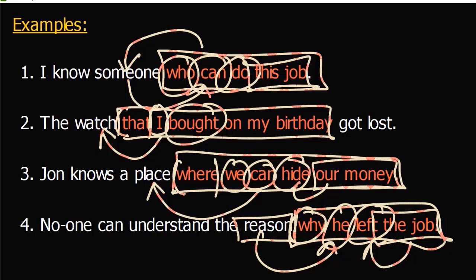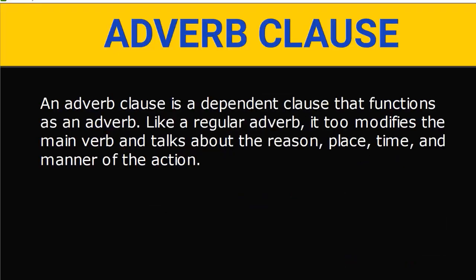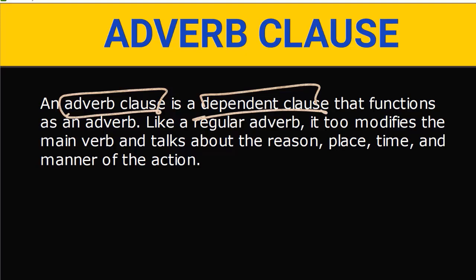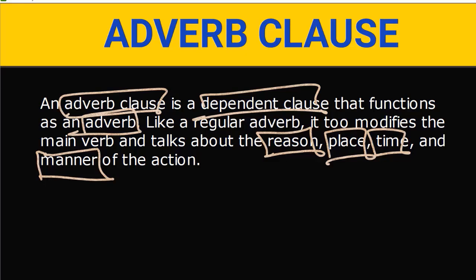Got the point? That is what an adjective clause is. Next, adverb clause. What is an adverb clause? An adverb clause is a dependent clause that functions simply as an adverb. Like a regular adverb such as fast, slowly, well, it too generally modifies the main verb, and talks about the reason or the place or the time or the manner of the action, or works as a reason or a condition. This is how it modifies the main verb of a sentence.